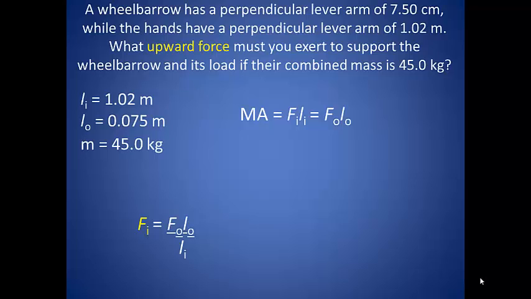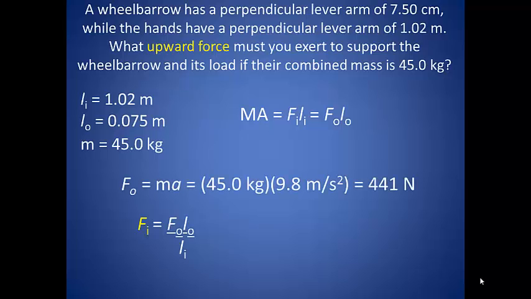We were given the input arm, which is the perpendicular lever arm that we are lifting, and we were given the output arm, which is the perpendicular lever arm that lifts the wheelbarrow. We are given the total mass of the system, which we can then use to determine the output force, which in this case would be equal to the weight of the system.